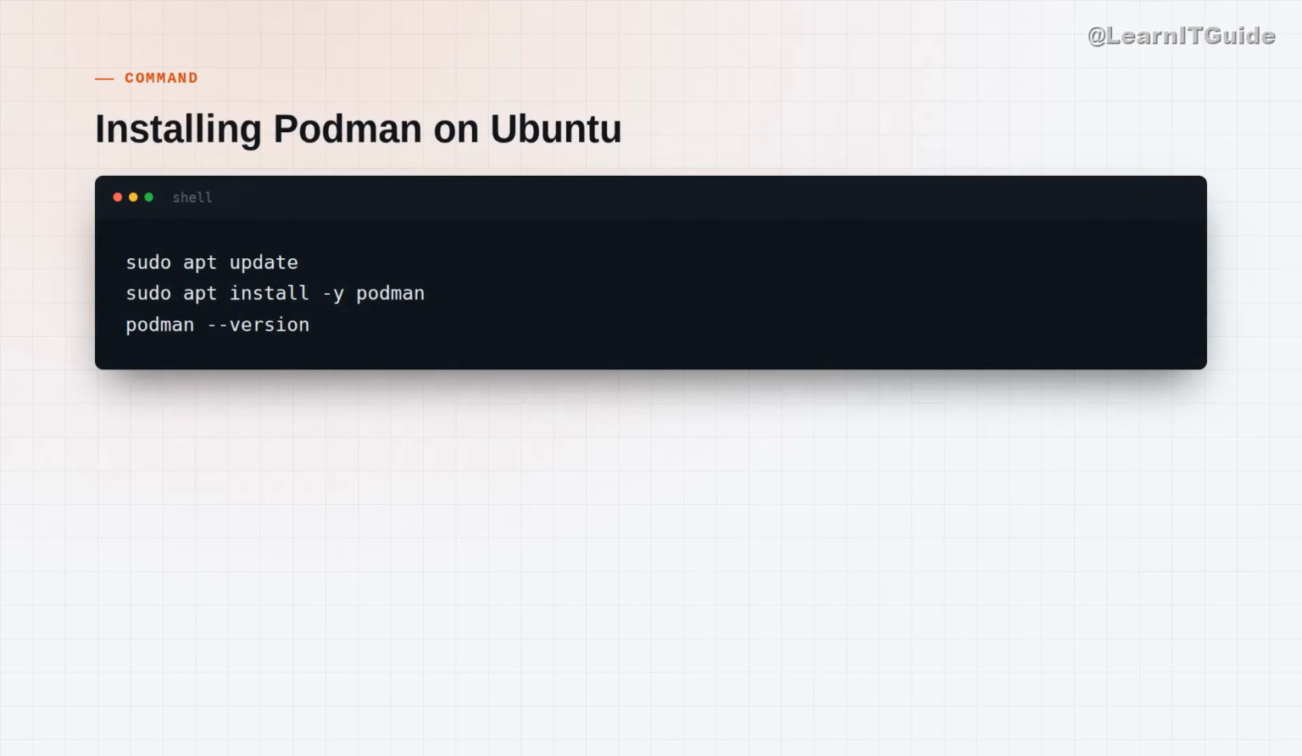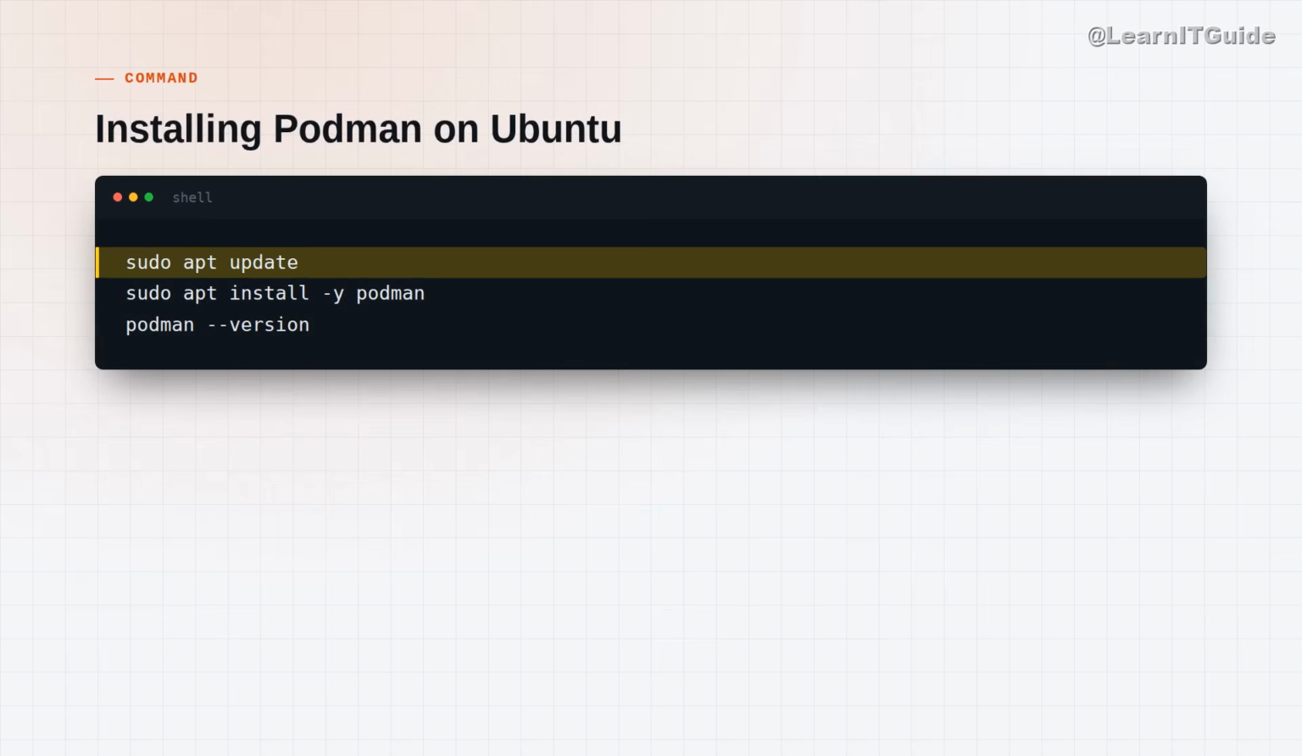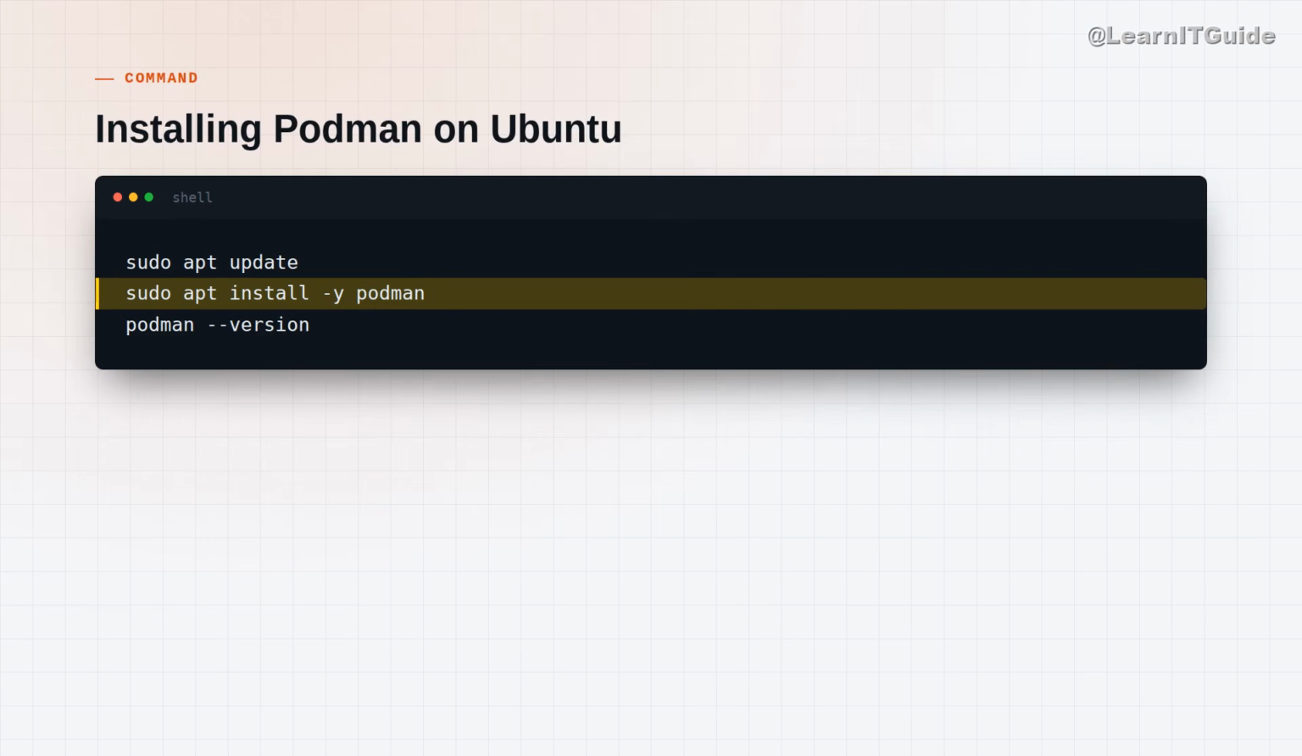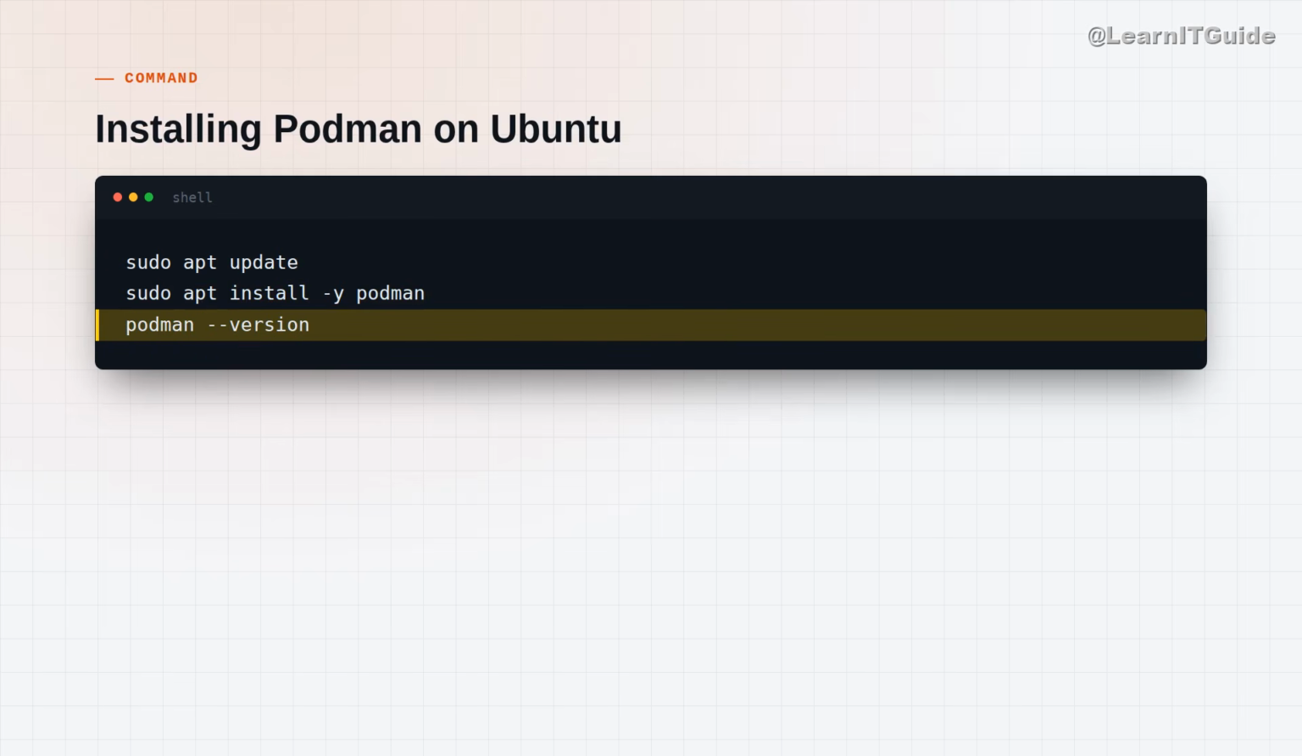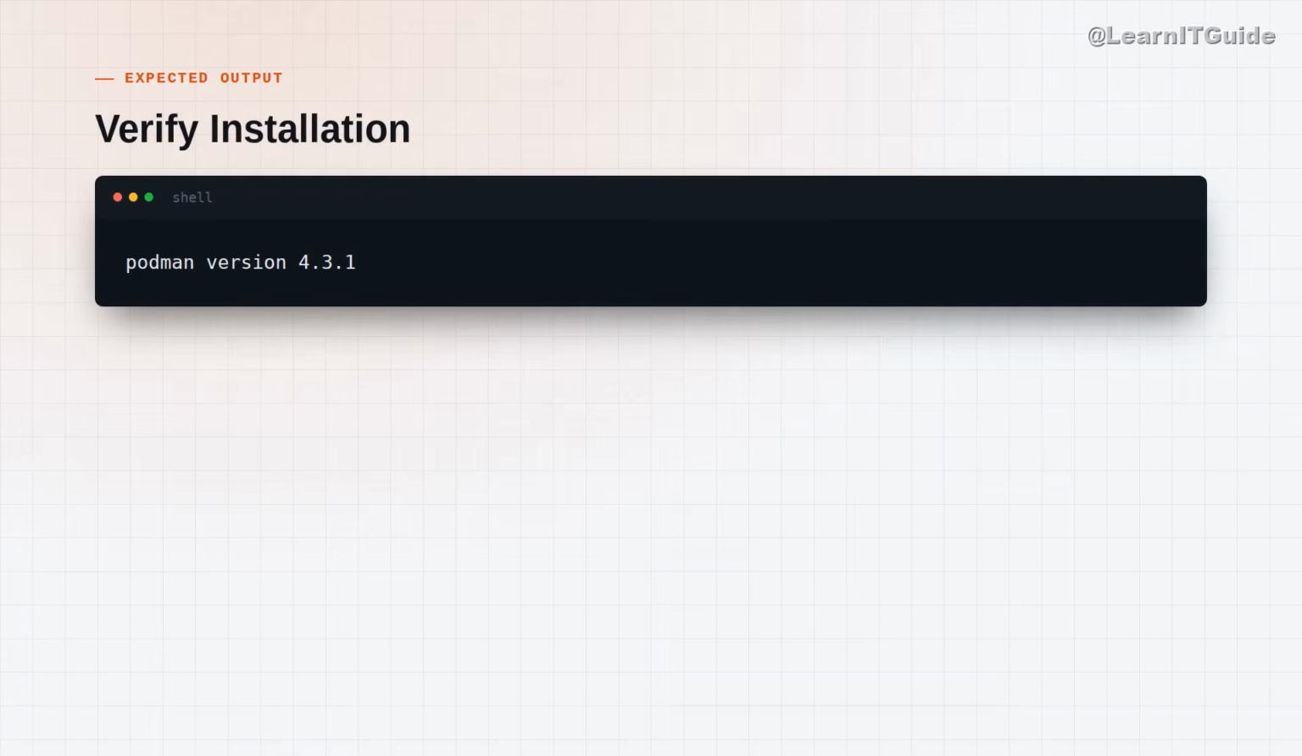To install Podman on Ubuntu, we first update our package list to ensure we're grabbing the latest metadata. Then, we use the apt install command with the yes flag to automatically confirm the installation. Finally, we run the version command to verify that the binary is correctly placed in our path. Let us run this and see what happens. If everything worked correctly, you should see the version number printed in your terminal. This confirms that Podman is installed and ready to use.